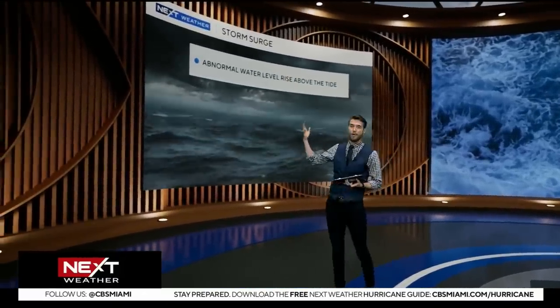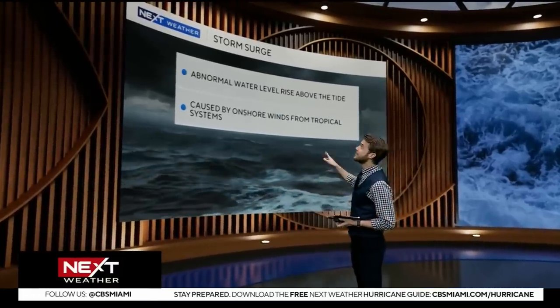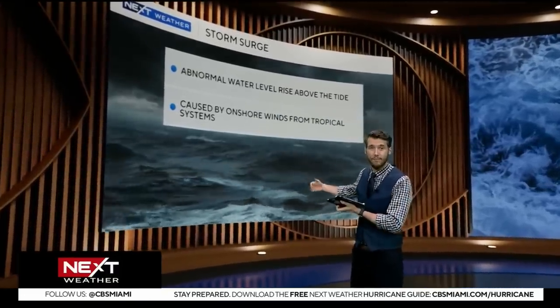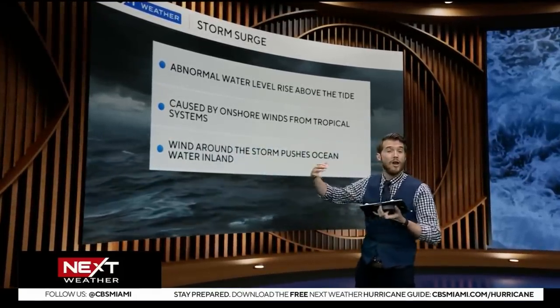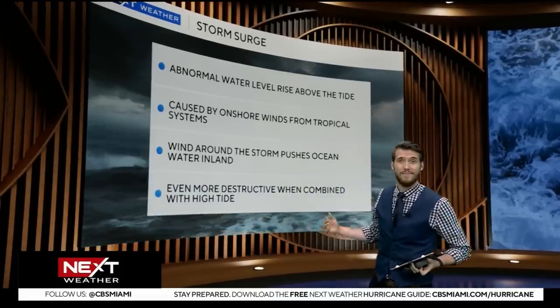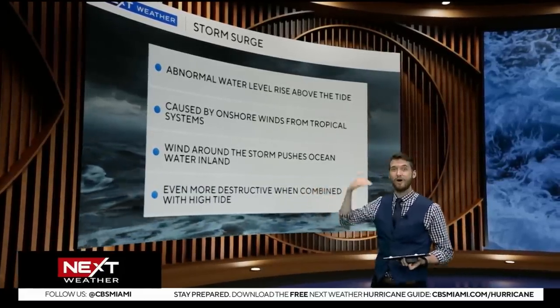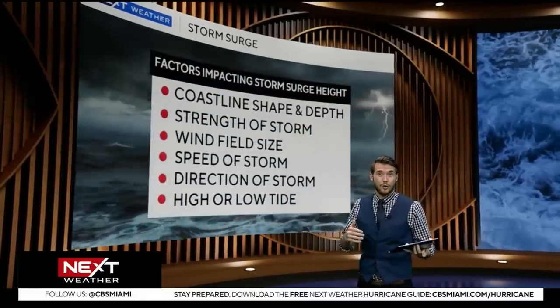It's the abnormal water level that rises above your typical high and low tide. Now, this is caused by the onshore winds that come from the outside of tropical systems, and this wind helps to push water from the ocean further inland and can cause quite a bit of destruction. Now, it's even more destructive when you put that on top of high tide. That's just one of the many different factors that can contribute to storm surge height.